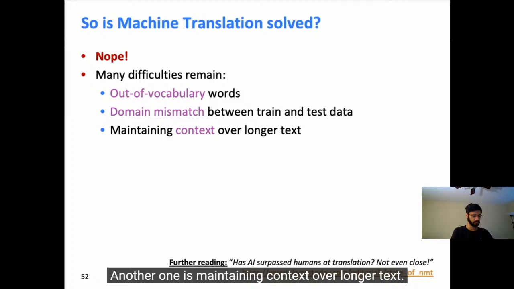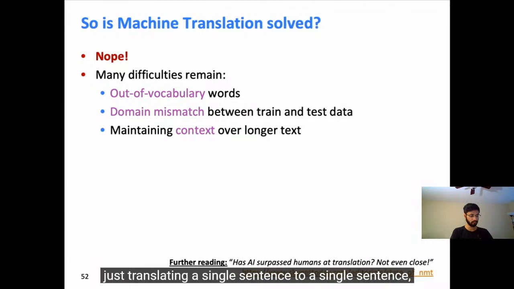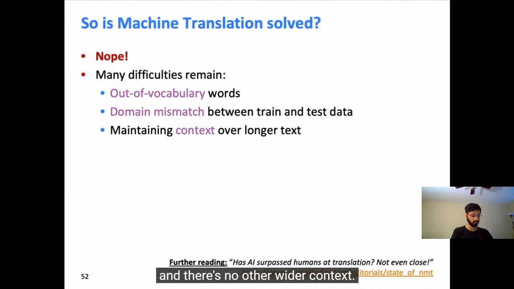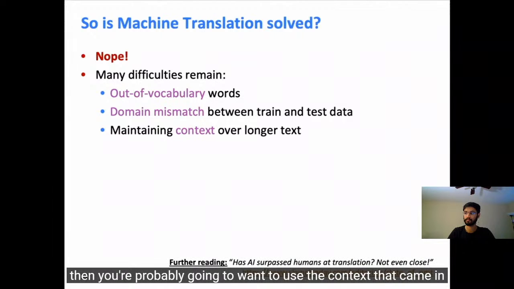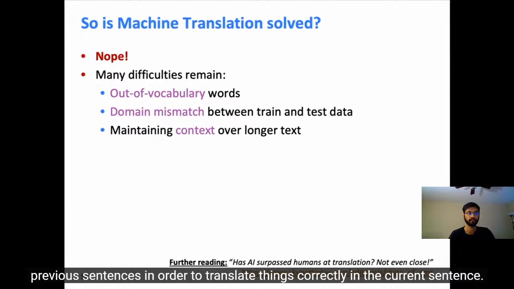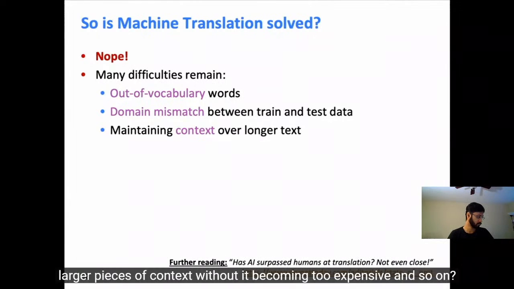Another one is maintaining context over longer text. So everything we've talked about so far has assumed that you're just translating a single sentence to a single sentence, and there's no other wider context. But if you want to use a machine translation system to translate a whole news article or maybe even a book, then you're probably going to want to use the context that came in previous sentences in order to translate things correctly in the current sentence. So this is an active area of research. How can you get an NMT system to condition on larger pieces of context without it becoming too expensive and so on?